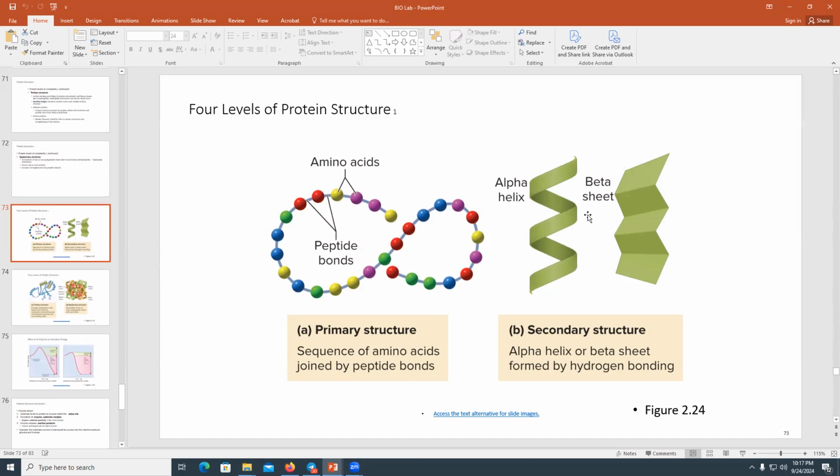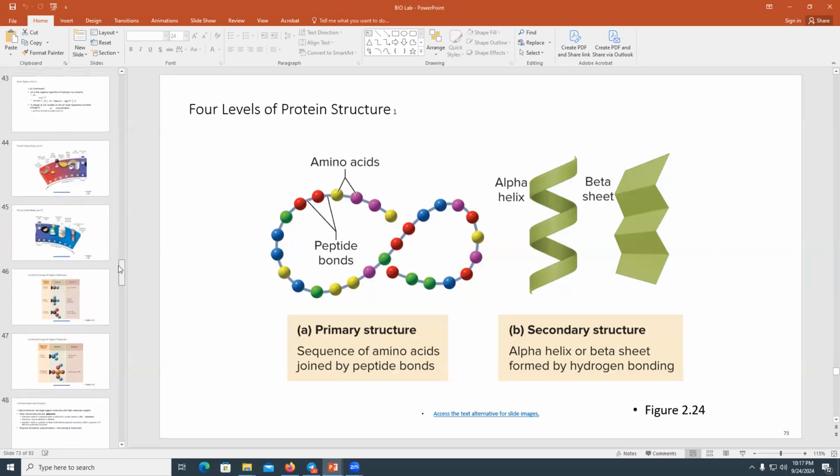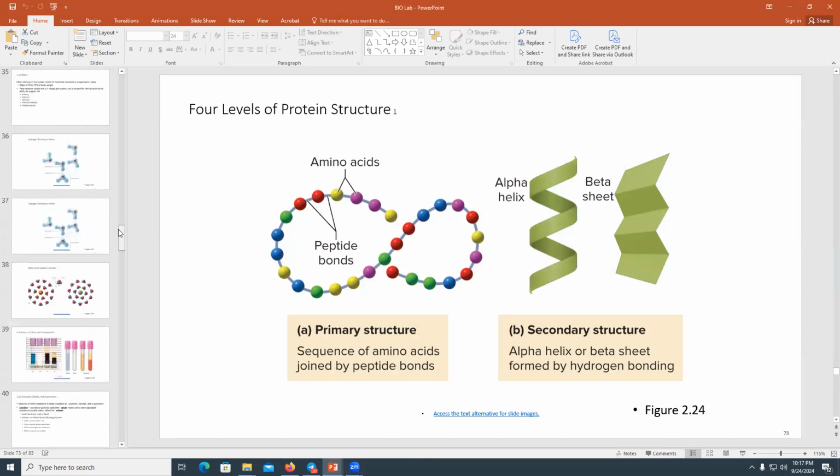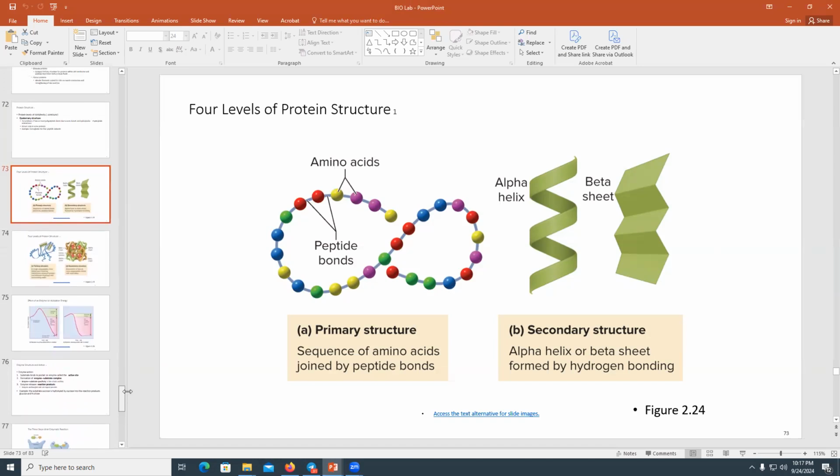So we have to always understand that we have macromolecules. These macromolecules are either sugars, lipids, proteins, or nucleic acids. We have discussed the lipids, the nucleic acids, and the carbohydrates. And now we're discussing enzymes, and enzymes are proteins.